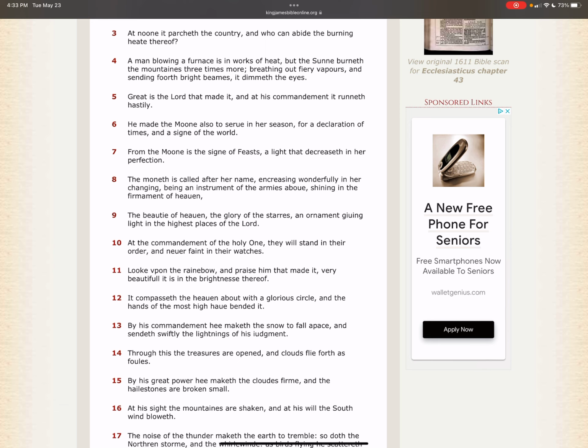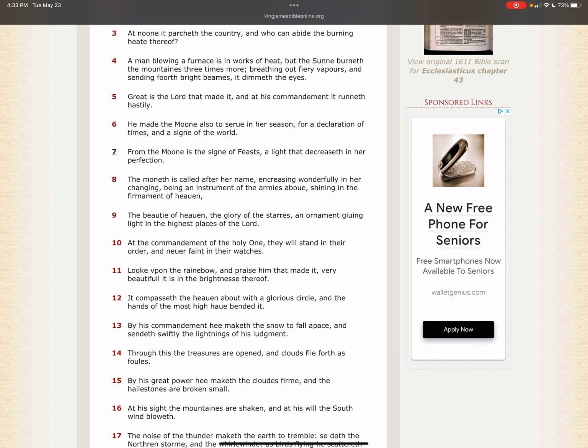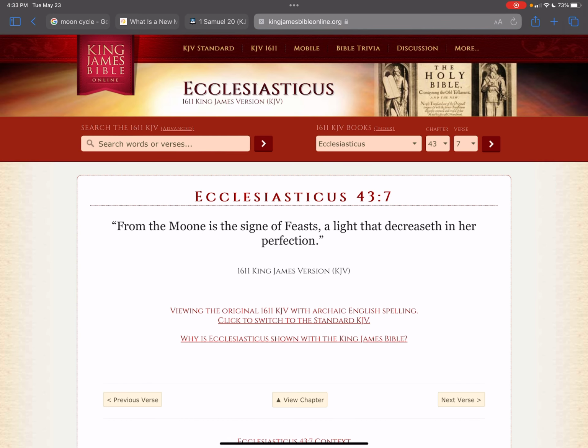You can look up articles that tell you that the new moon is when it's dark. And it just said right here, from the moon is the sign of feast, a light that decreaseth in her perfection. So there it is right there, man. Ain't no way around it. So the new moon is what? When the moon is dark. And a new moon is the start of a new month, which is the start of a Sabbath.